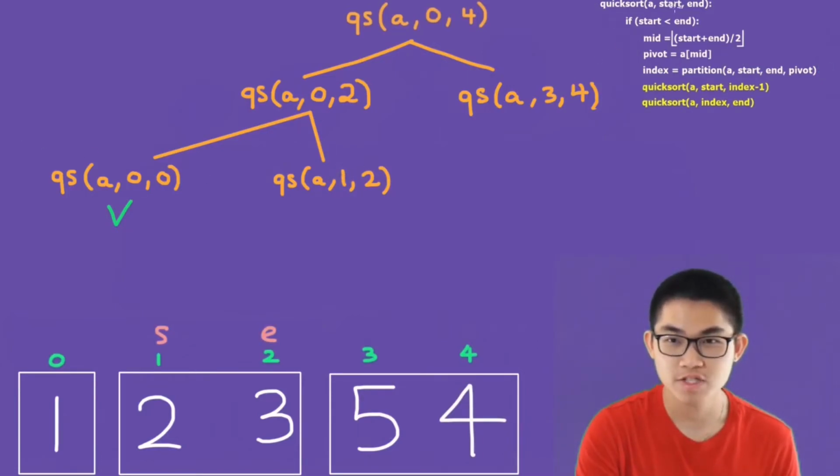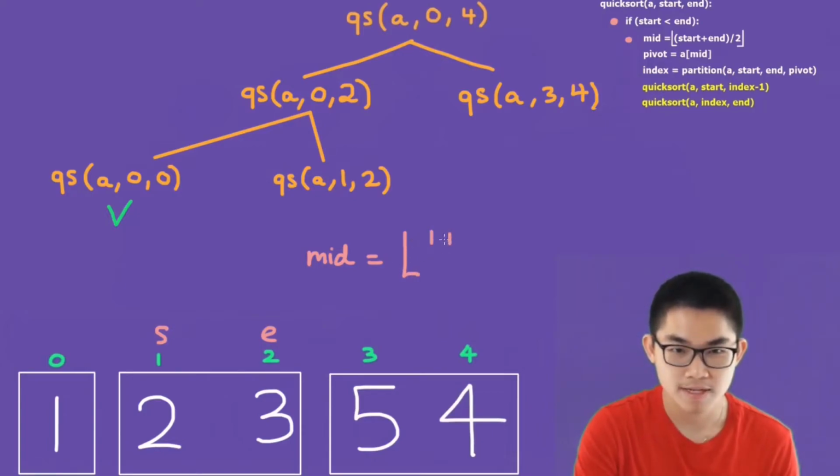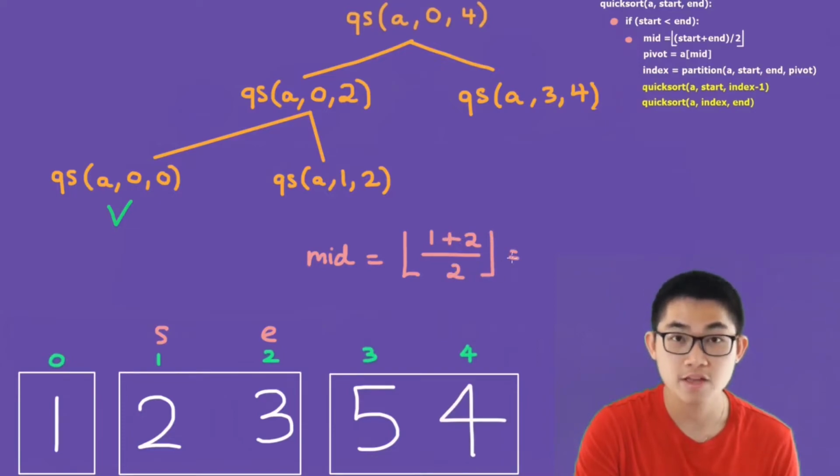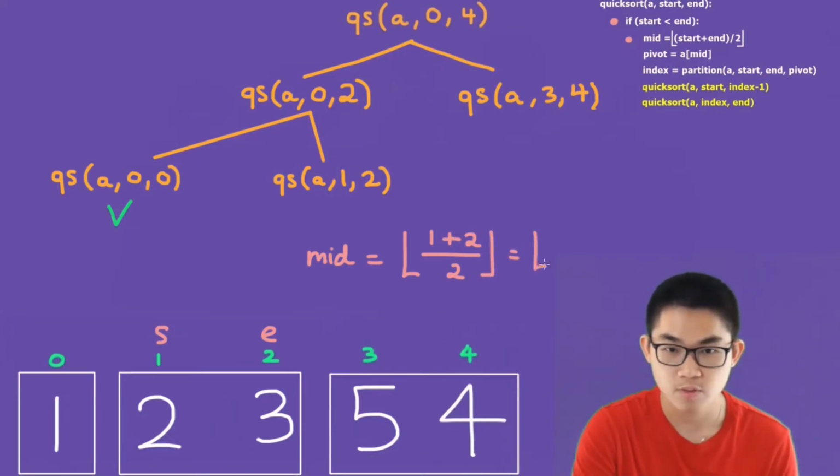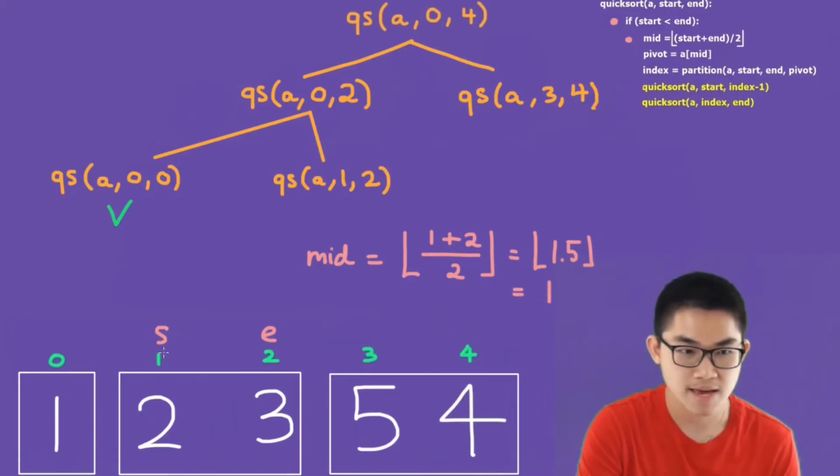So entering the quicksort, is the start less than the n? Well, is 1 less than 2? Yes, it is. So this if statement is true. So we have to calculate the mid. The first thing I'm going to do is put the start and the n. And the mid is going to be the floor of s plus e divided by 2. And that would be 1 plus 2 divided by 2. So 1 plus 2 is 3. 3 divided by 2 is 1.5. So we have the floor of 1.5. And 1.5 rounded down is just 1. So the mid is actually here.